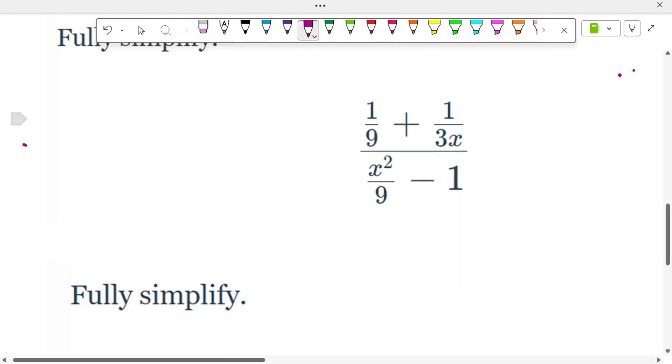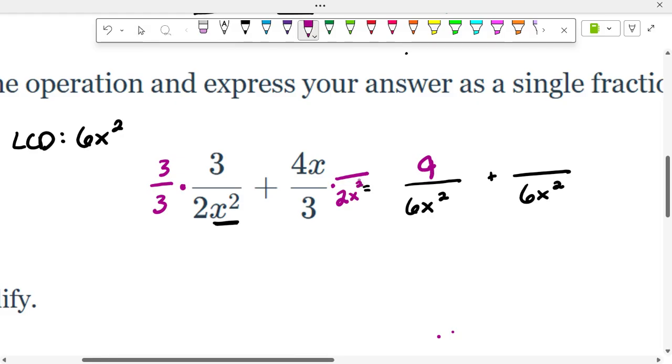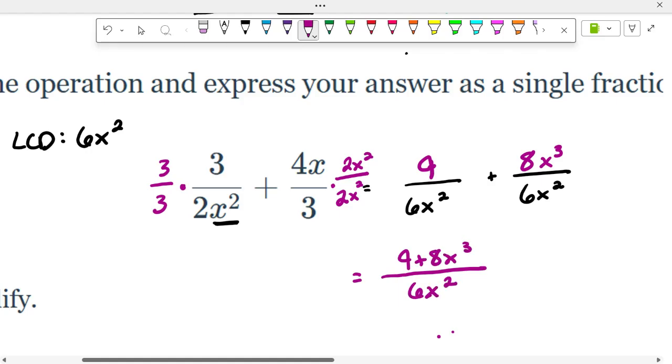How do I get an x squared at the end? You slap an x squared on it. So you're doing 2x squared. So 4 times 2 is 8. What's x times x squared? X cubed. So if I rewrite these combined, I have 9 plus 8x cubed over 6x squared. Now, there's nothing in common between all those numbers. I can't factor anything in the numerator at all, so I'm done.